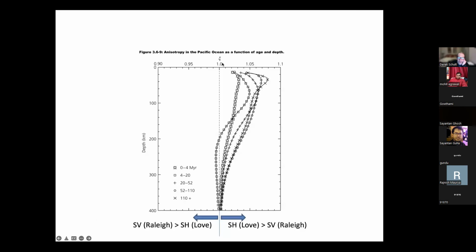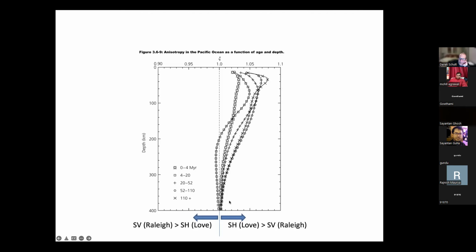We can also look at zeta, and zeta is SH over SV. Where SH is greater than SV, I see higher values of zeta. Where I see negative values of zeta, SV is greater than SH.